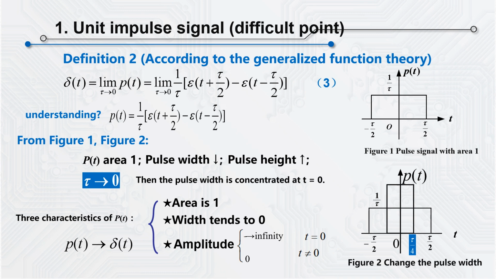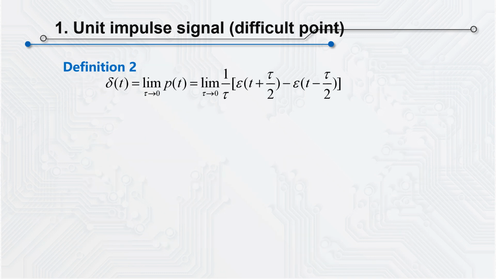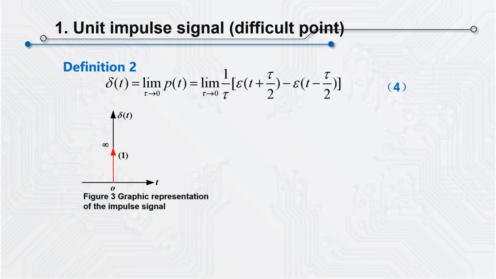Formula 3 is got according to the generalized function theory. Delta t is the limit of pt. The impulse signal is shown in Figure 3. It is represented by an arrow. In general, 1 marked beside the arrow represents that this arrow is a unit impulse. That is to say, the intensity of the impulse is 1.